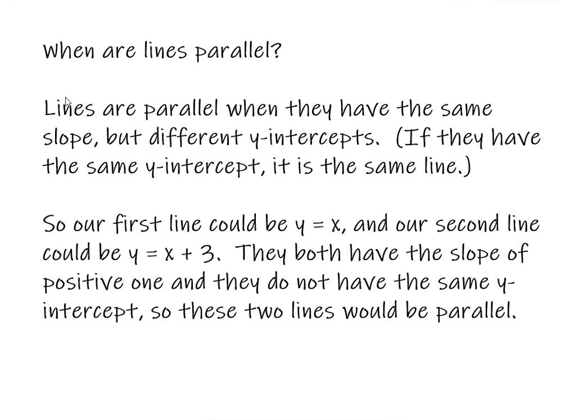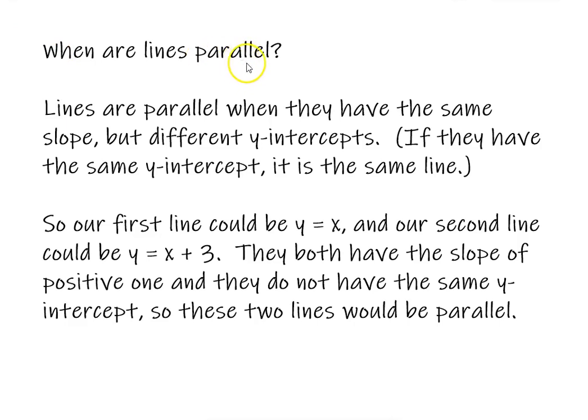So if we have a case where our first line is y equals x, then our second line could be y equals x plus 3. They both have a slope of positive 1. Remember, if I have an x, it's the same as saying I have 1x, the same way I have $1. They both have a slope of positive 1, and we do not have the same y-intercept. So these two lines are parallel to one another.